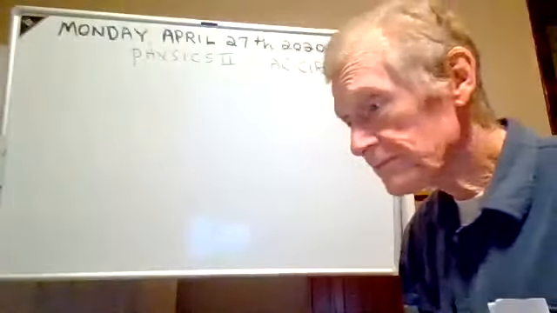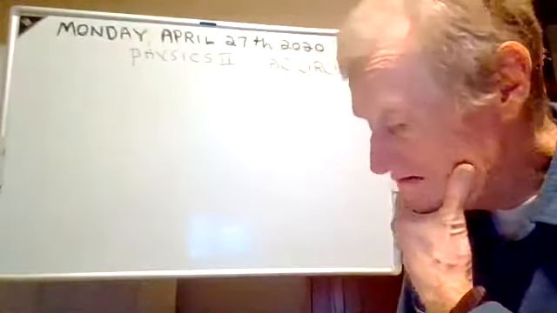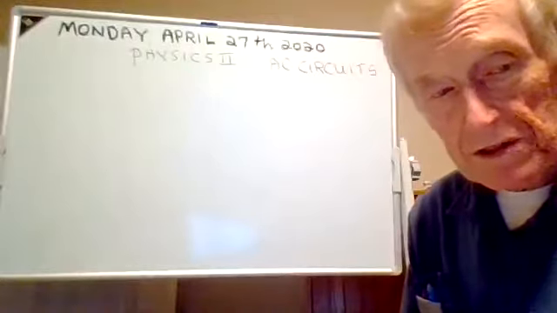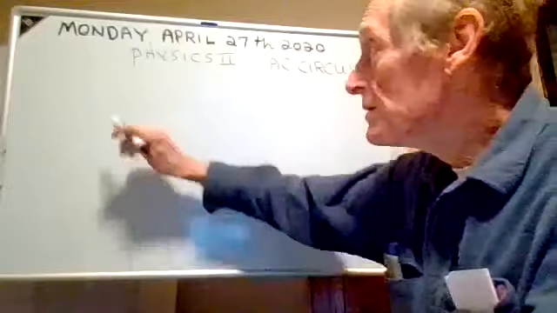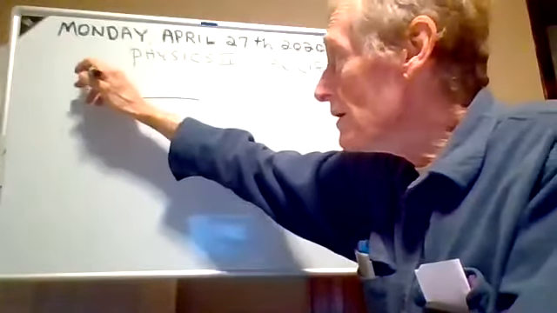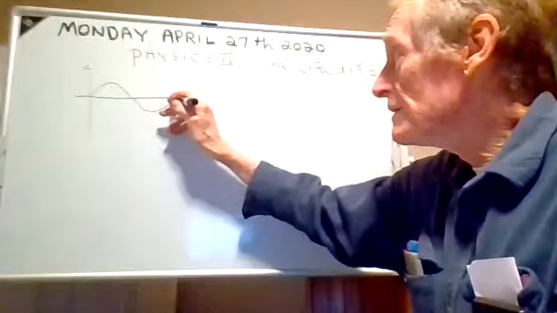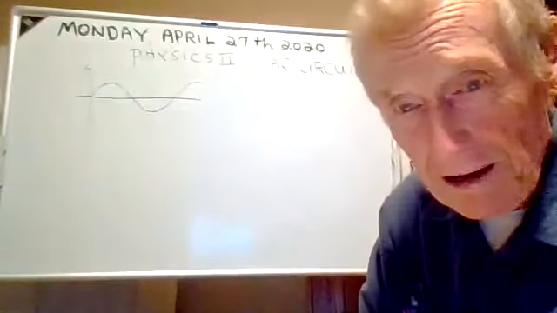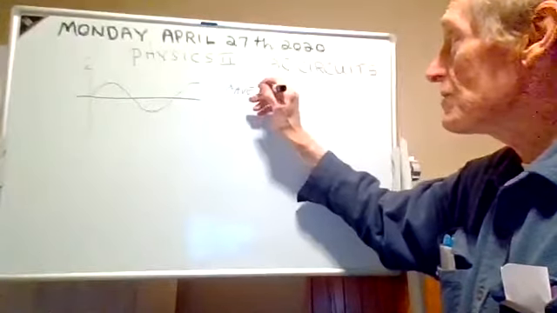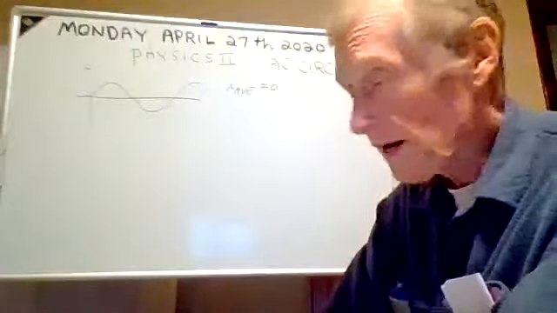AC circuits. Let's talk about average current, average voltage, and average power for a minute. I'm going to make a current now, a sinusoidal current. And you guys all know what sinusoids look like. You know what the average current is? The average is zero, because half the time it's above the line and half the time it's below the line, so the average current is zero.